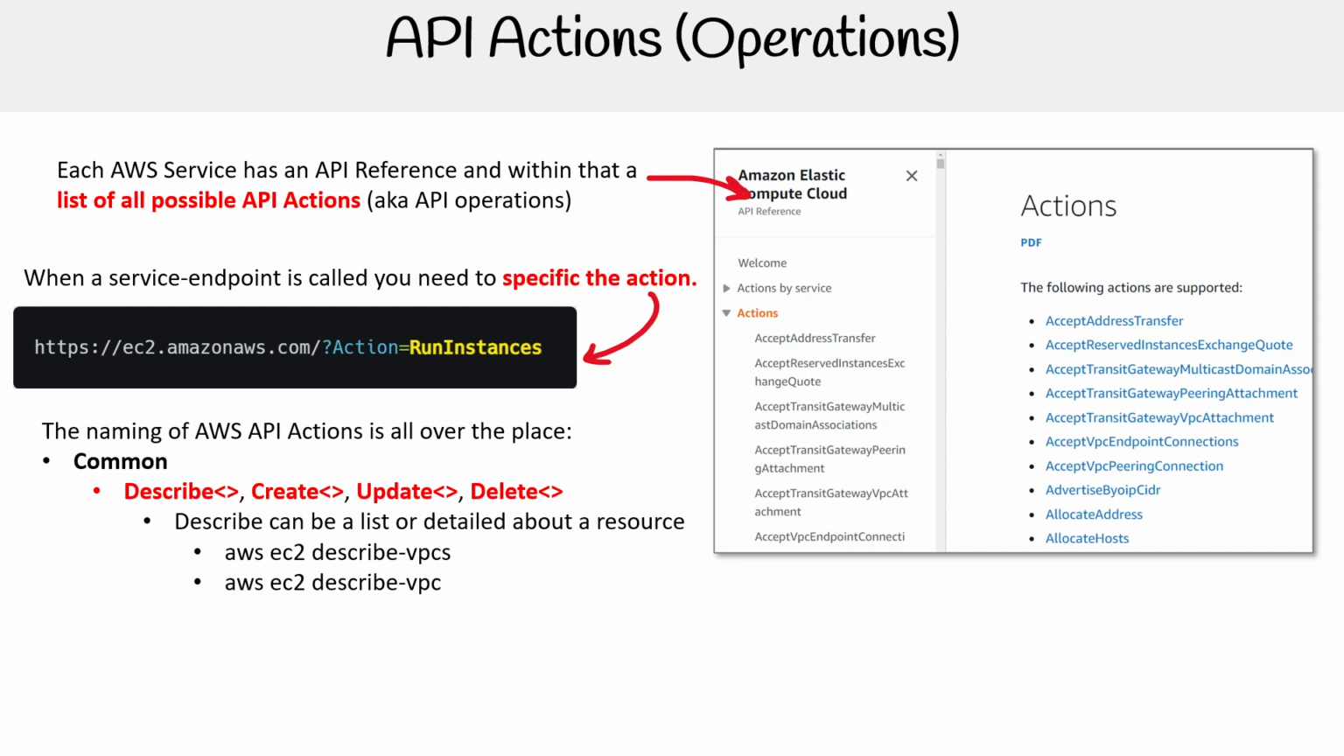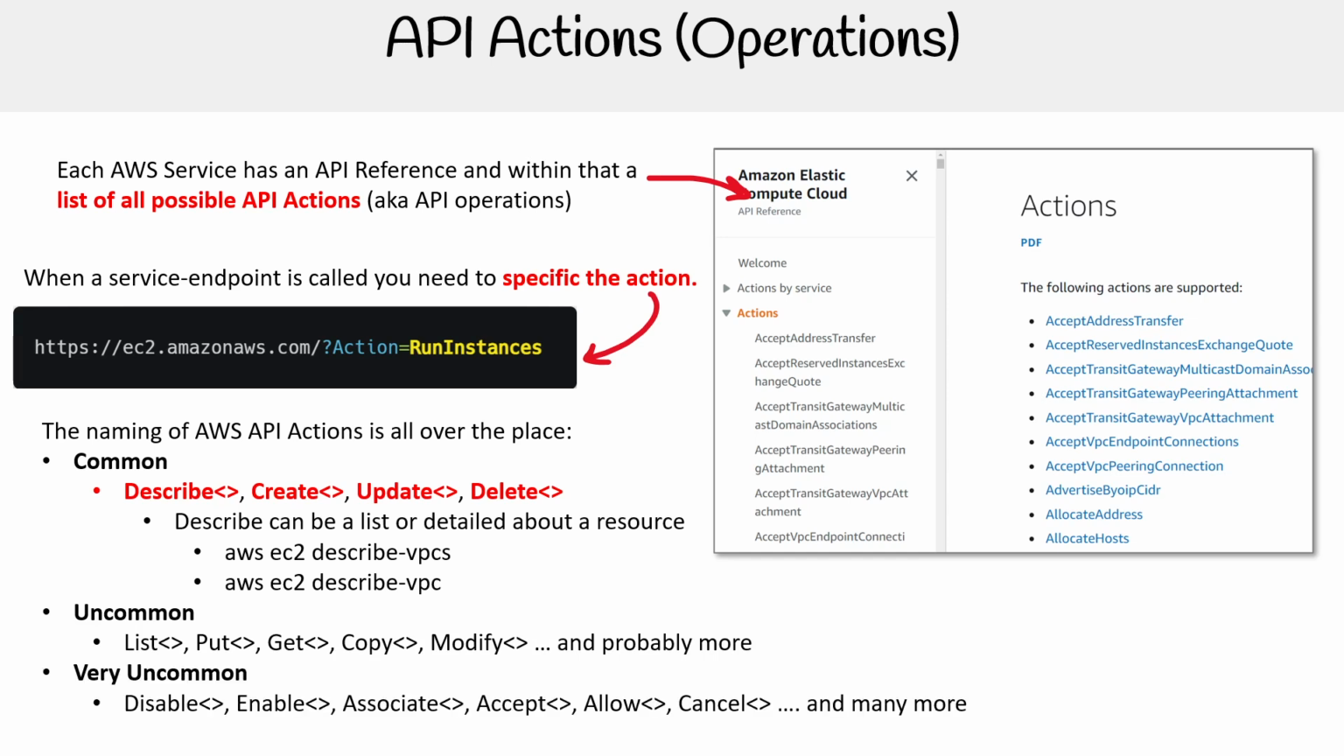So if we're using the CLI, notice down below here, we have EC2 describe-vpcs, but notice that is for describing a bunch of VPCs, and then we have describe-vpc for an individual VPC. So you get really strange things like that, where you might think maybe describe VPCs should be list VPCs. Nope, it's describe VPCs. Then you have uncommon ones like list, put, get, copy, modify, and there's definitely more. And then they get even more very specific for the service. So there's some where you disable, enable stuff. You have associate, accept, allow, cancel. So yeah, they're all over the place.